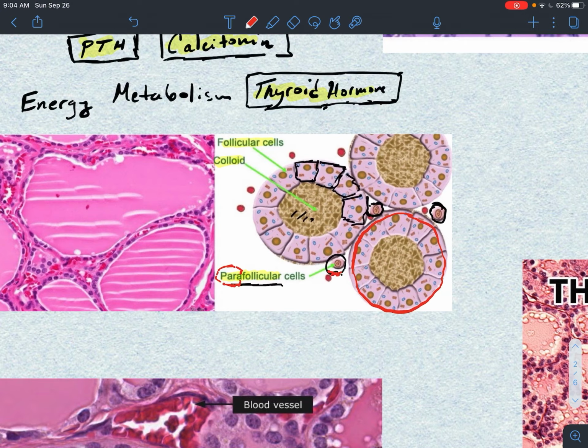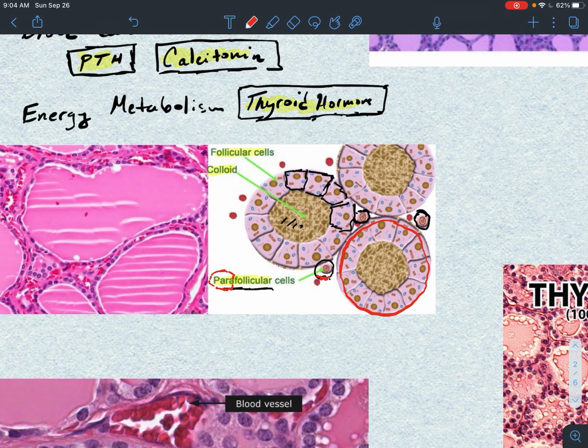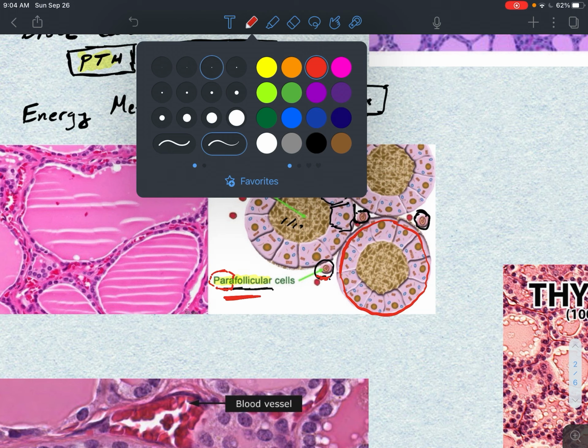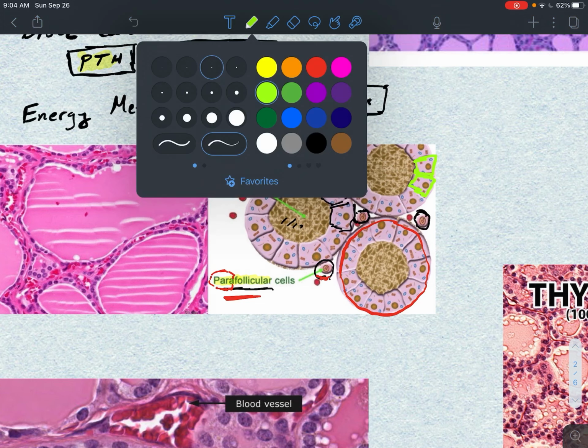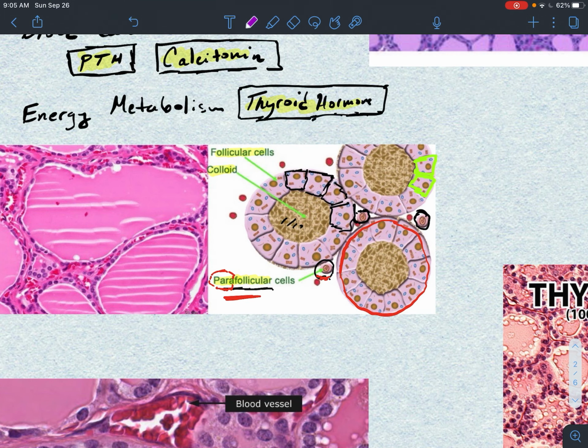So again, calcitonin is coming out of the parafollicular cells from the thyroid gland itself. And finally, where is thyroid hormone coming from? Well, thyroid hormone is coming from the follicular cells themselves, right? So those cuboidal cells is where thyroid hormone is coming from. And they use, right? They use the colloid to make that thyroid hormone.